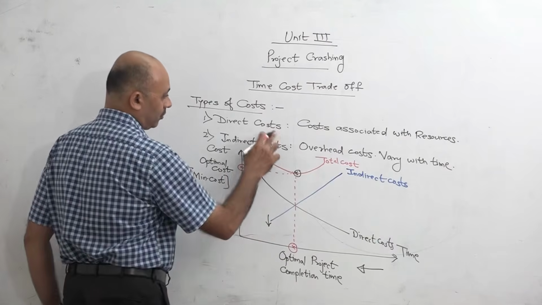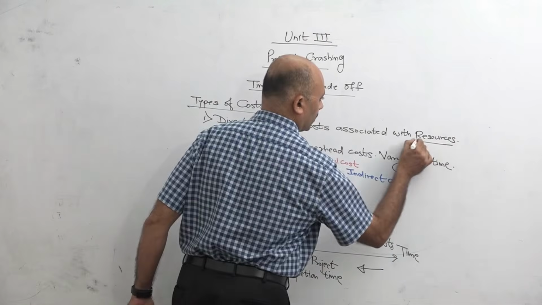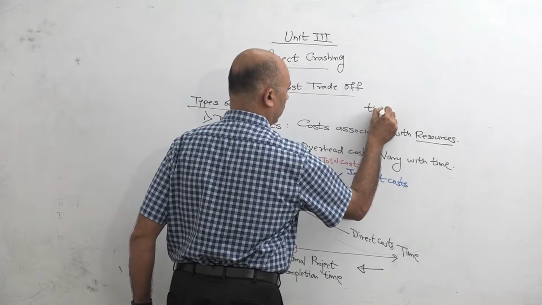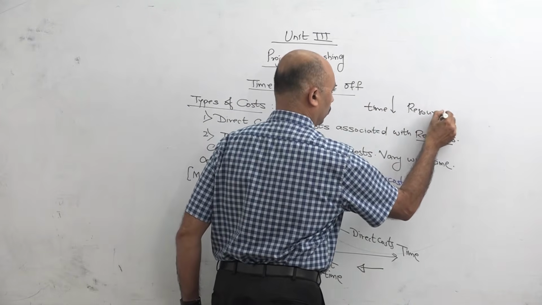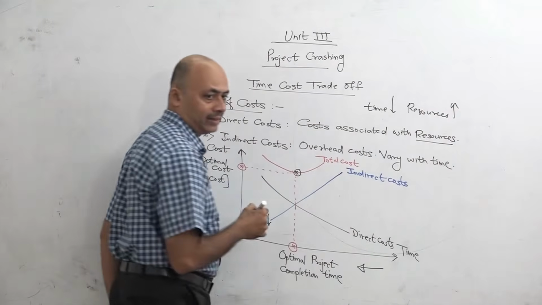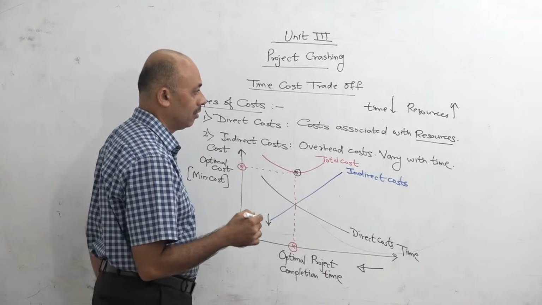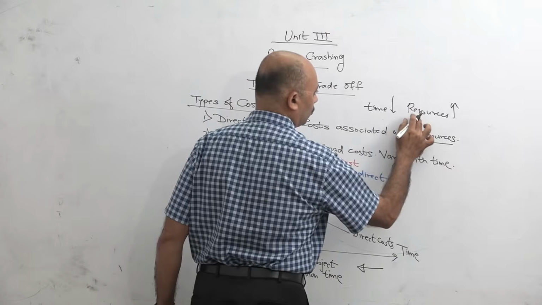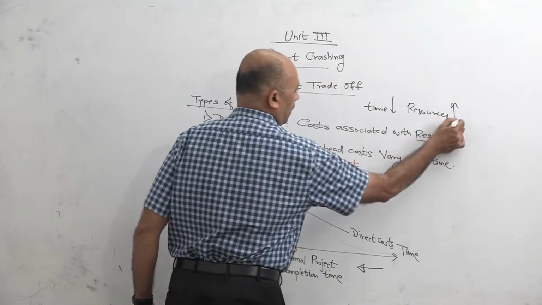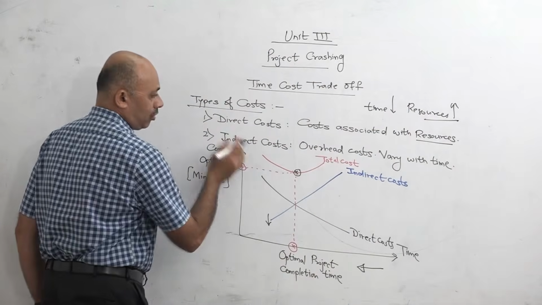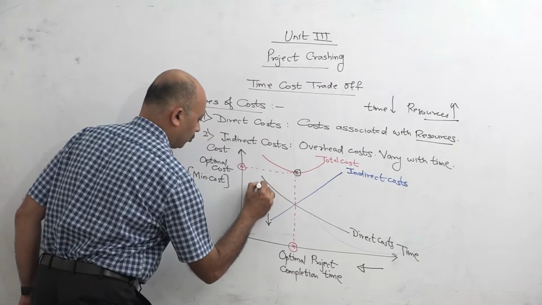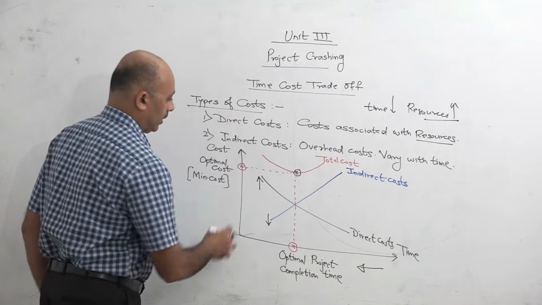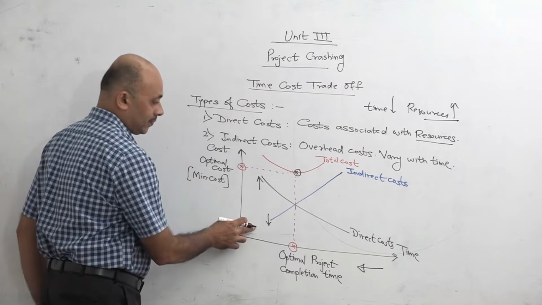But direct costs, they are related with resources. So if we want to reduce the completion time, then obviously we need more resources. Your resource requirement will increase, whether it is manpower, machines, or any other resource. So as resources requirement increases, the direct costs will also increase. So when we are reducing the time, the direct costs will increase. Okay, so their behavior is opposite to each other.